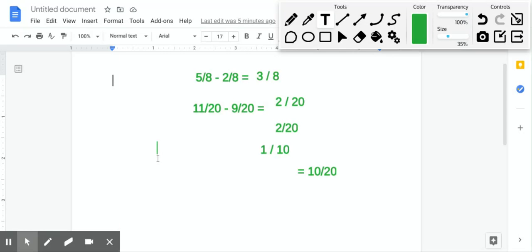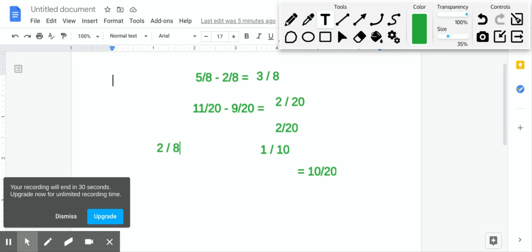Another fraction that you could reduce would be 2 over 8. As you can see, they both share the common factor of 2, so we would just divide both sides by 2, and we would get 1 over 4.